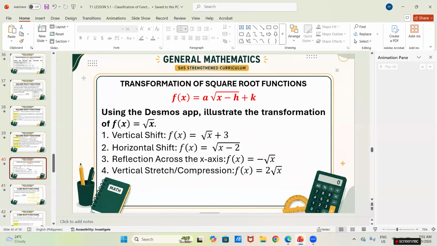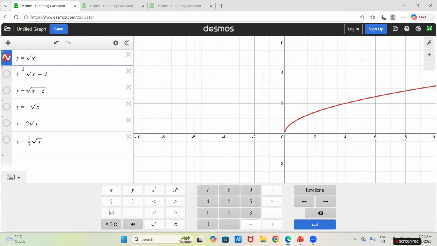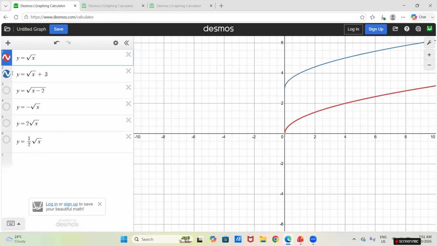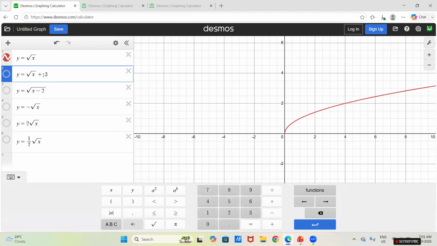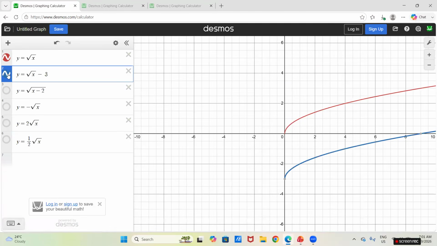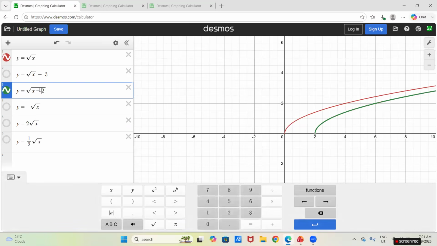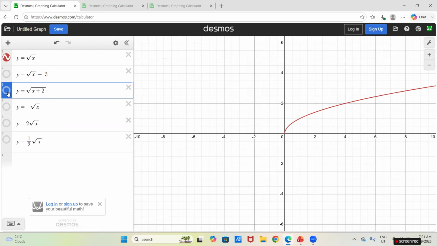I also have prepared here the Desmos app for the square root function. Observe this one, a +3, which means the graph will shift 3 units up. When I make this one minus, then the graph will move 2 units downward. For the h value, input it beside your x. Look at -2, it moved to the right. But when I make this one +2, the graph will move to the left. So I hope this is helpful for you.